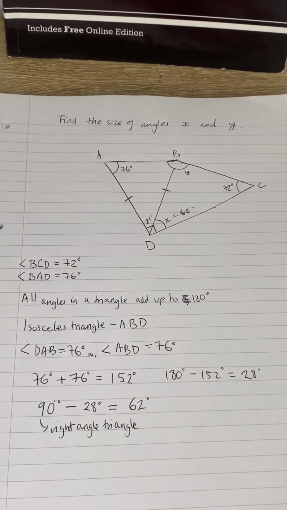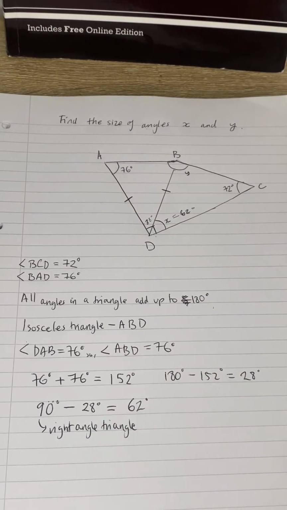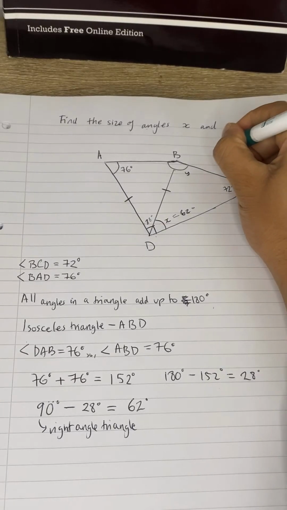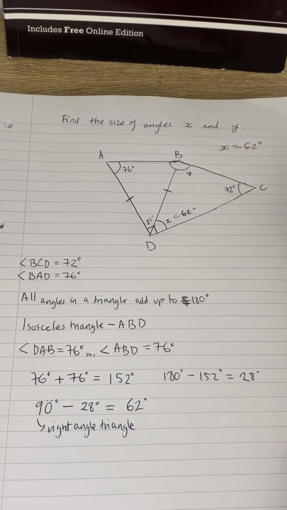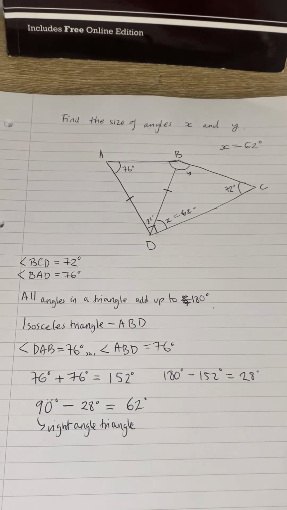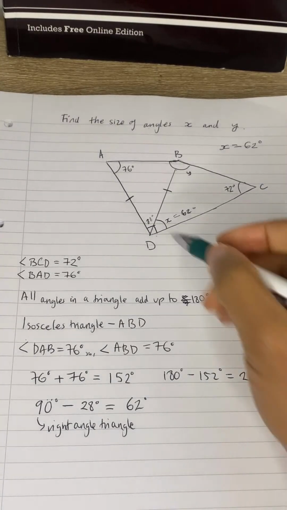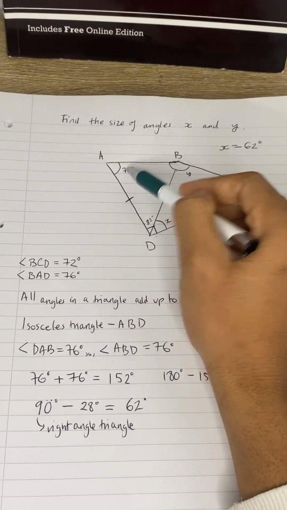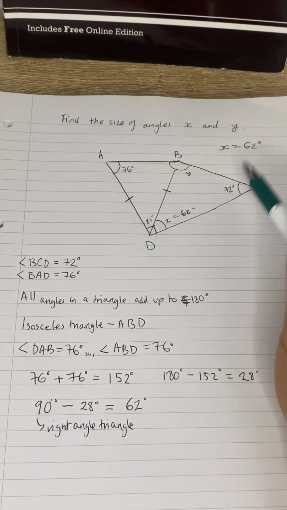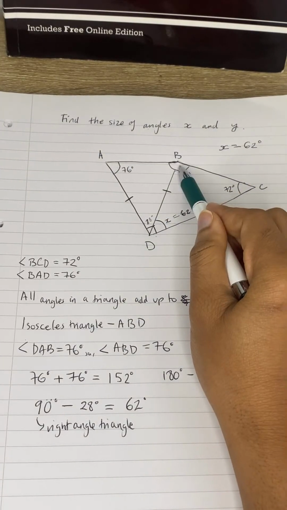You're very, very close. So you're on the right lines. So now we know that x is 62 degrees. That's what we know as the value of x. So now we know the value of this whole angle. We know the value of this, and we know the value of that. So how do we find out the value of y?